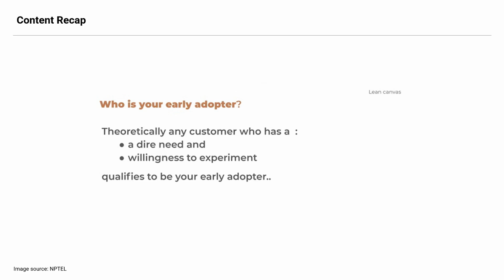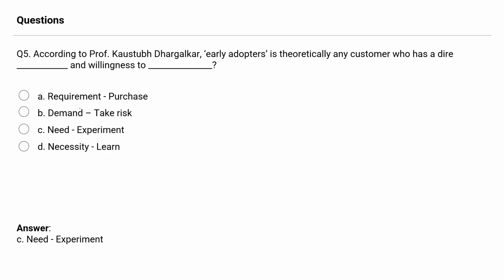Let's validate it. So he says, who is your early adopter? Theoretically, any customer who has a dire need and willingness to experiment qualifies to be your early adopter. So one who is in a dire need and who is ready and willing to experiment, right? So the correct answer is having a dire need and willingness to experiment. All right. So the correct answer is option C.